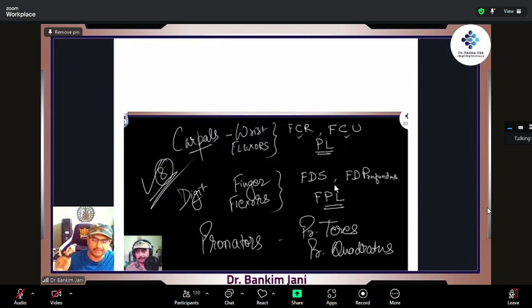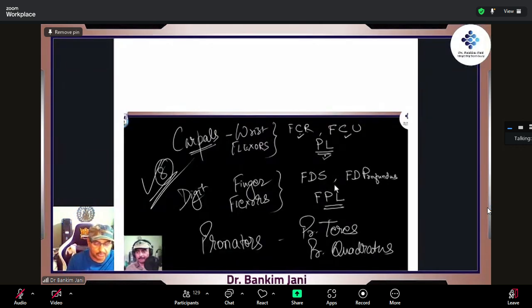This is in general for any muscle name. Carpals, whenever the carpal comes, that means they are at the wrist, right? Wrist flexors: flexor carpi radialis, flexor carpi ulnaris, palmaris longus. By the way, take care with palmaris longus, because it will be landing just on the head of those sheets. It doesn't go further.